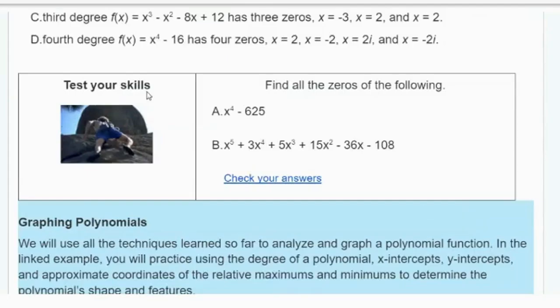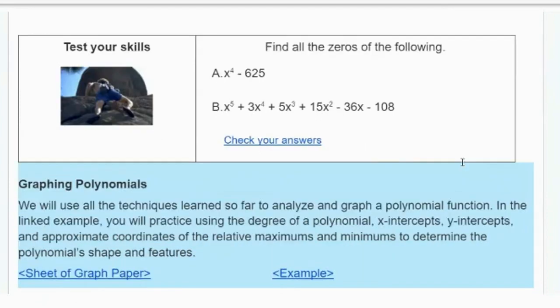So it gives you a test your skills to see, can you find the zeros? You're looking for 4 zeros. You're looking for 5 zeros. And then just checking your answers. So you'd have to factor those, or if you can graph those, but graphing those is only going to show you the real zeros. It's not going to show you the imaginary zeros. So find the zeros of this. The answers are right here. When you click on that, it'll show you your answers. So if you want to test your skills.